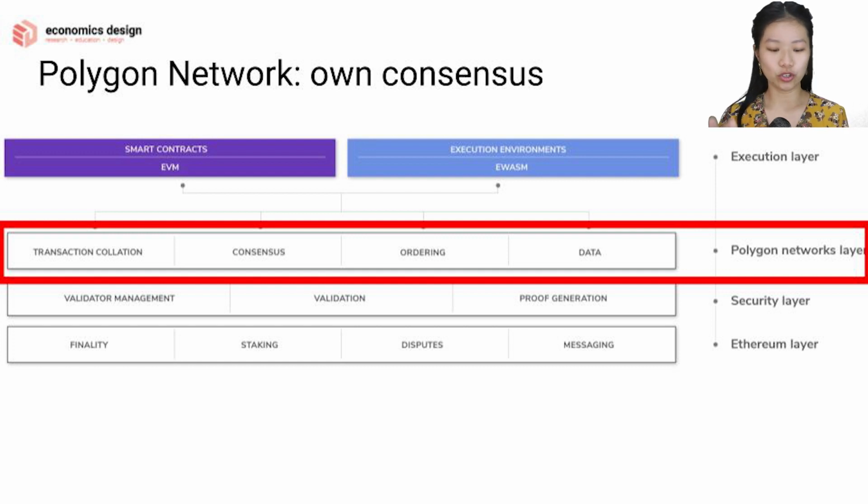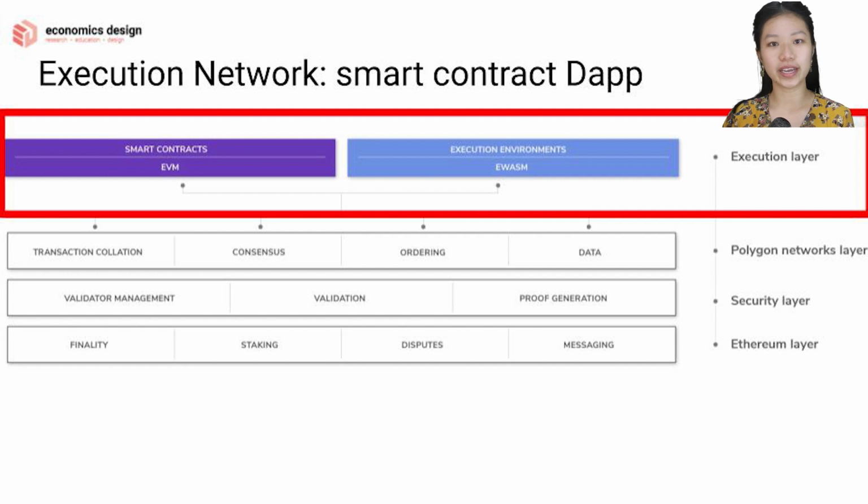And this is where, remember I told you, ZK rollups, optimistic rollups, sharding, and all these different types of layer 2 scaling solutions can all be added in this layer. So what it means is that the Polygon network layer allows you to create your own logic for your own blockchain, and it's a lot faster and a lot cheaper. And then you have the execution layer. In the Polygon network layer, I create my own logic and my own consensus. This is the basic understanding of how the data will flow.